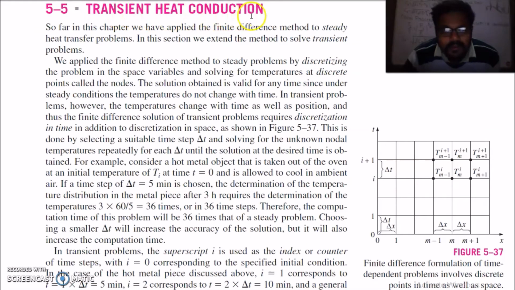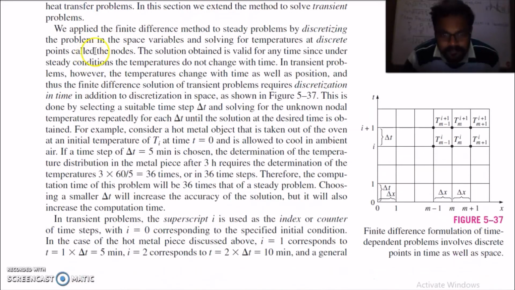Transient heat conduction. We have applied the finite difference method to study heat transfer problems. Here we solve transient problems. The solution obtained for steady conditions is valid for any time, since the temperature does not change with time. In transient problems, however, the temperature changes with time as well as position, and thus a finite difference solution of transient problems requires discretization in time in addition to discretization in space.